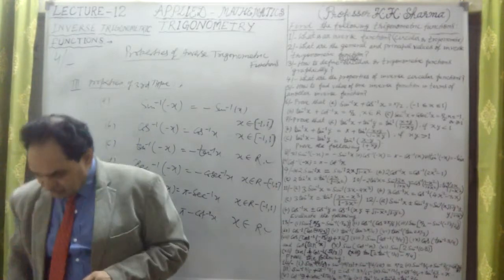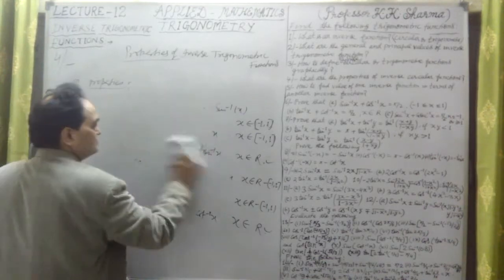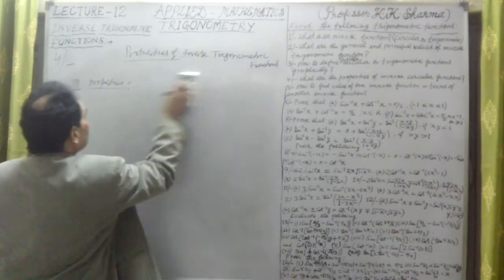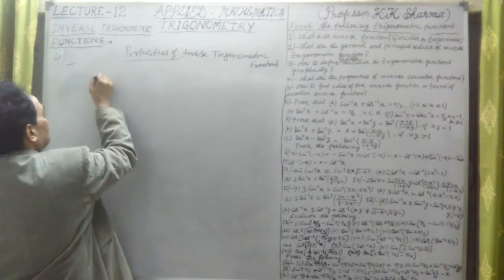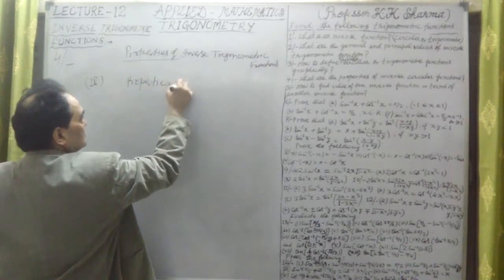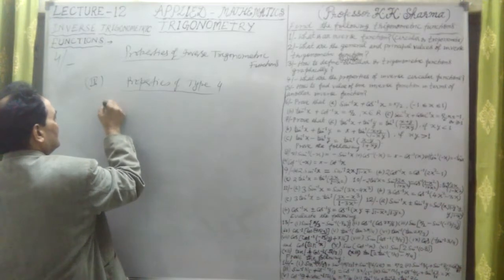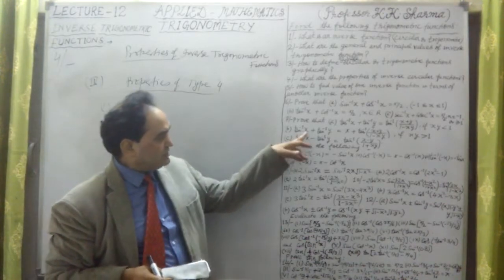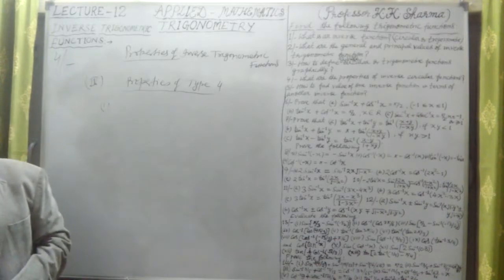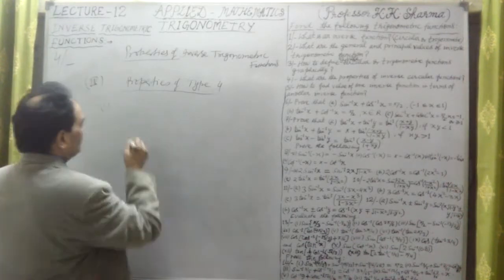Now type 4 properties, let me take. The properties of inverse trigonometric functions we are writing here. Now if I take tan inverse x plus cot inverse x equal to pi by 2, all these properties in the 6th question I have talked about, but let me take those type 4 properties.